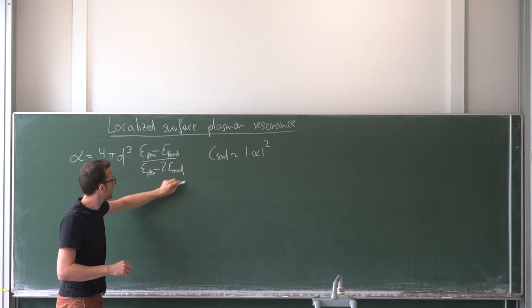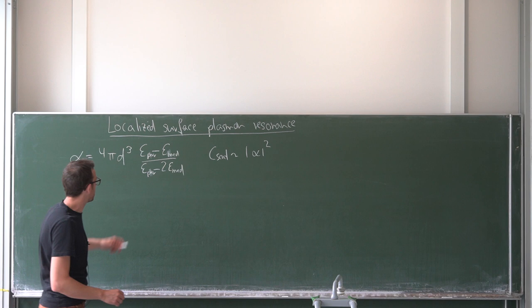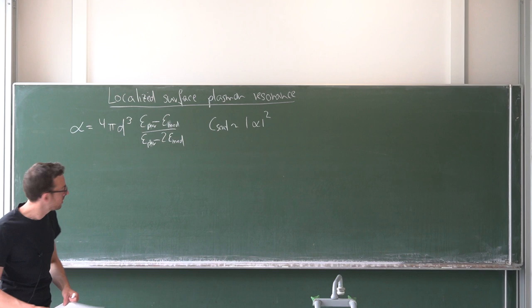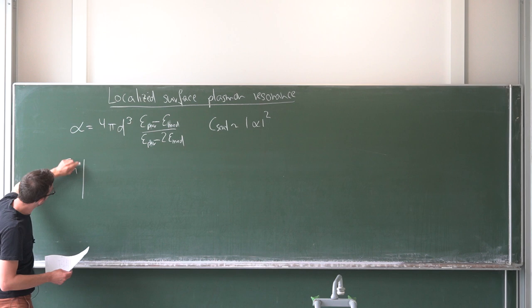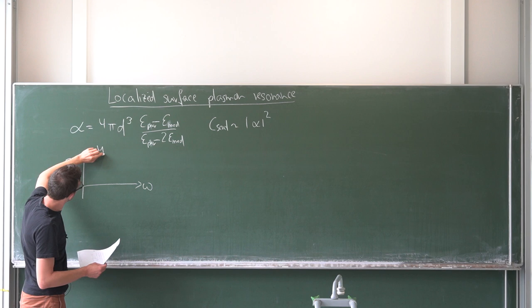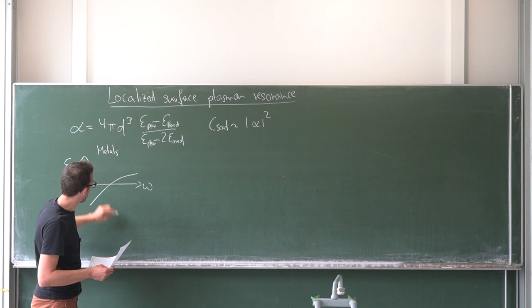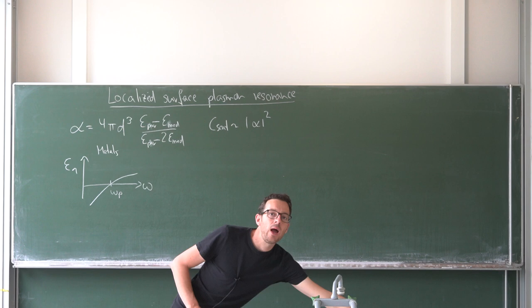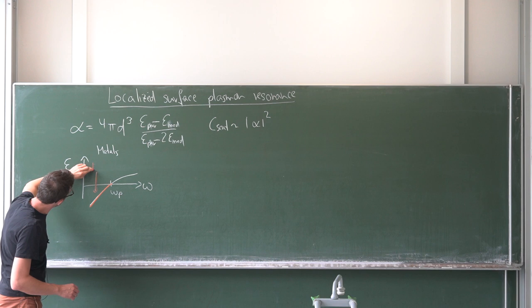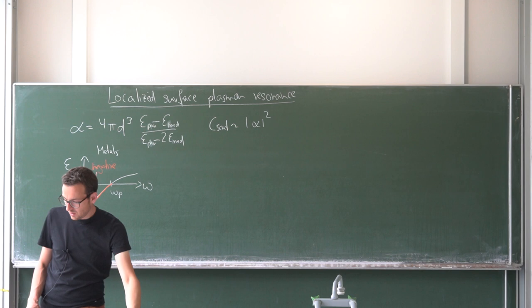So now let's again compare these epsilons for metals and dielectrics and just focus on the real part, as a function of omega. So for metals, last week we derived such a function. Here's the plasma frequency, and we saw, and let me again highlight this in red because it's important, this can be negative.